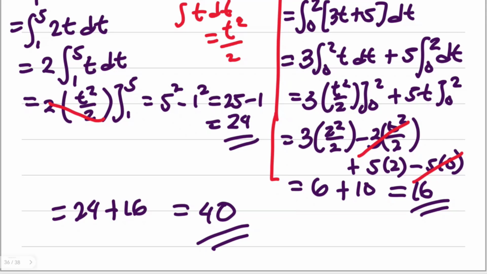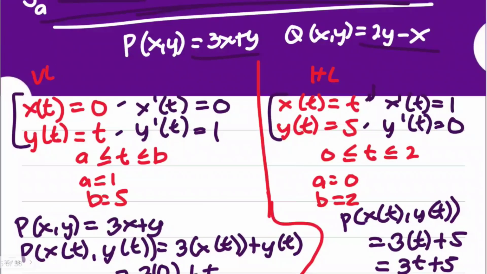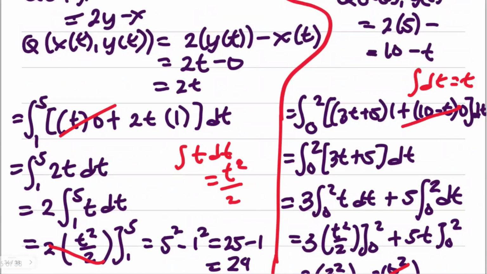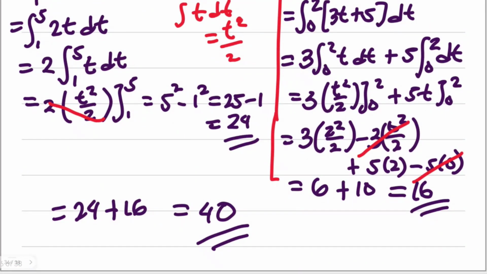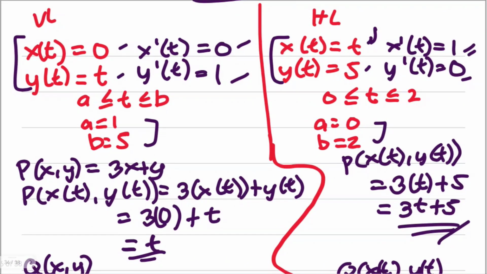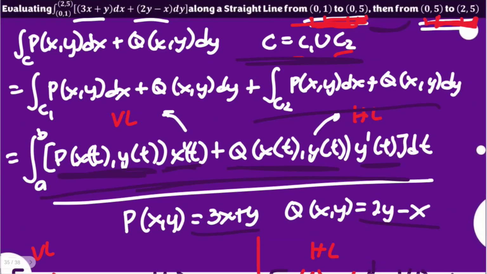This is now the integral of the given function along the two paths, the straight line from 0,1 to 0,5, that's the vertical line, and then from 0,5 to 2,5, the horizontal line, which is just connecting both of those paths. So our answer here, as mentioned, is 40. Again, we have two versions of parameterization and two components of our final real line integral.